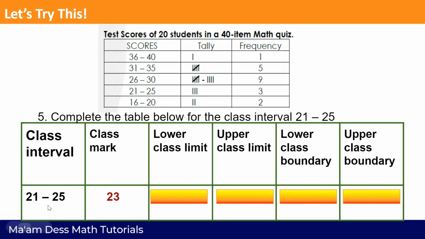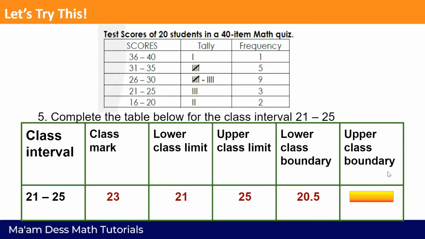Next, the lower class limit of 21 to 25 is 21. The upper class limit is 25. For the lower class boundary, remember, we subtract 0.5 from the lower limit, which is now 20.5. For the upper class boundary, we add 0.5 to the upper limit, 25, so it becomes 25.5. Okay?